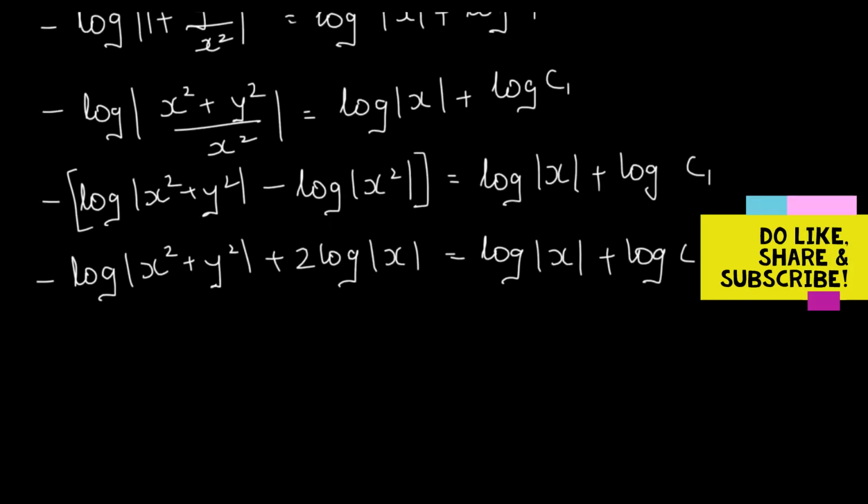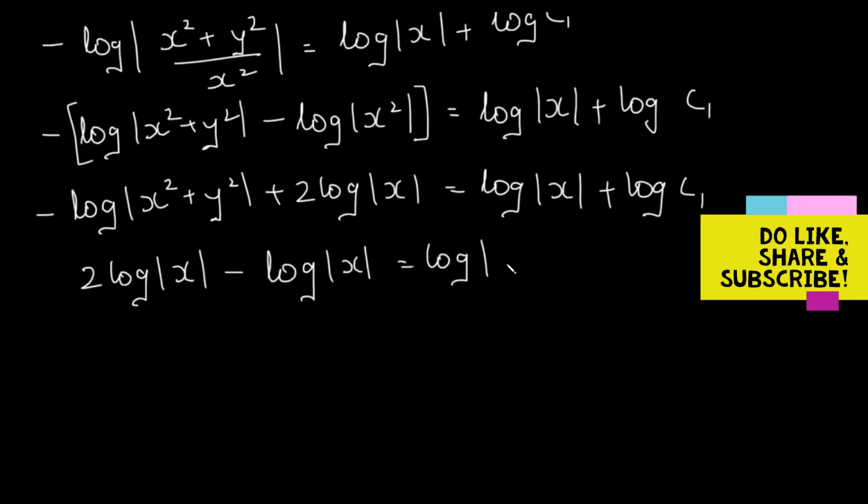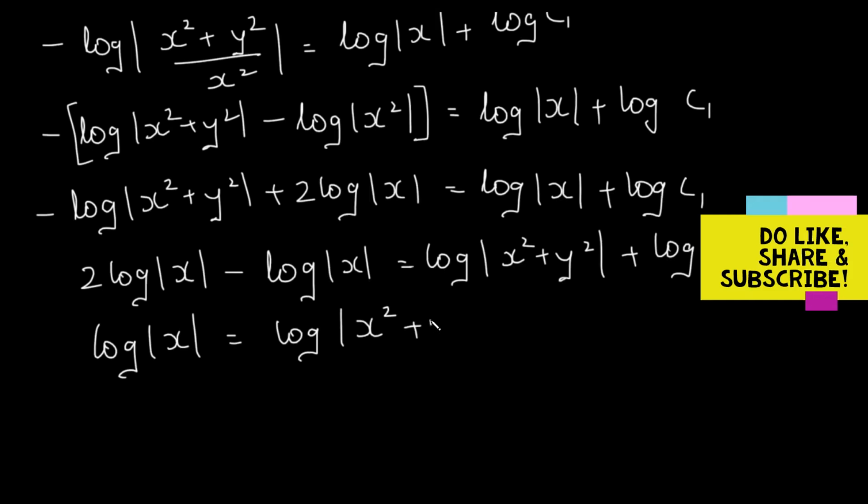Now 2 log x minus log x becomes only log x. So we bring that minus log x to the LHS, so it becomes minus log x. And this minus log of x square plus y square is taken to the RHS so that it becomes positive. So we get log mod of x square plus y square plus log c1 on the RHS. Now 2 log x minus log x becomes just log x. Log x is equal to log of x square plus y square.